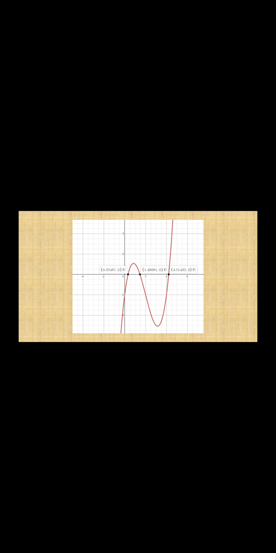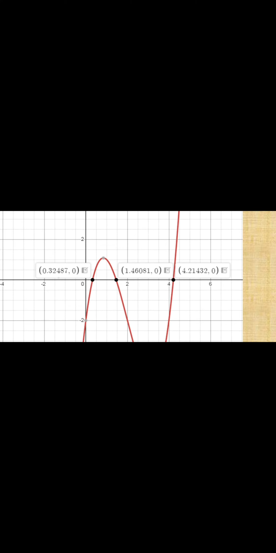So this is a graph that we drew using Desmos. We can see the points of intersection here: 0.32487, so approximately 0.32, approximately 1.46, and approximately 4.21. So here he wants to find values where f of x is greater than 0 or less than 0. When we simplify it, we need to find where it's less than or equal to 0.